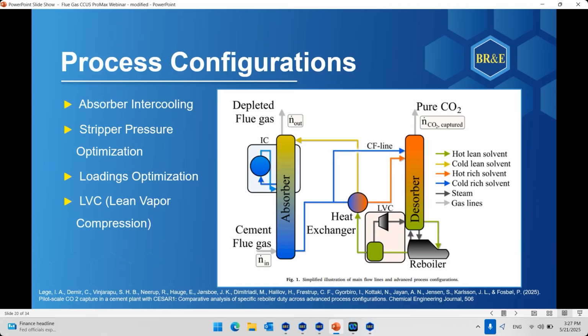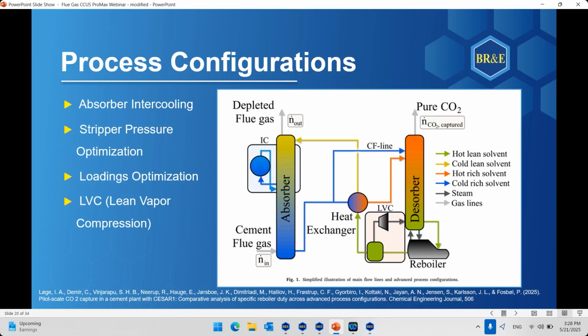Definitely stripper pressure optimization. The operating pressure of the stripper has an effect, and it has a sort of competing effect, because the lower pressure means a lower temperature can be reached, and that can be reached with maybe waste heat. It will also reduce solvent degradation if you're able to operate at lower temperatures. But of course, it also means the heat and mass transfer is lower and the kinetics of the reaction are decreased. So looking at where the best place is in case of stripper pressure is a very good thing to do. The loadings, the lean loading and rich loading numbers, can definitely be optimized.